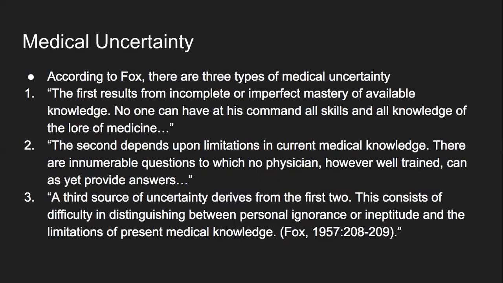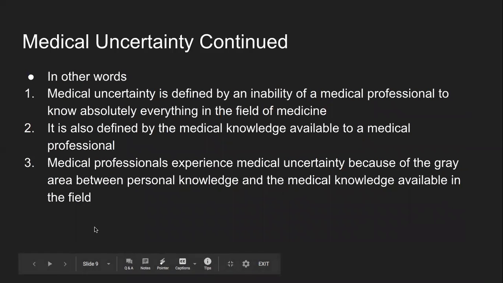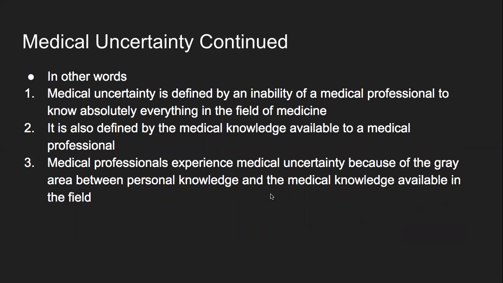another source of uncertainty that derives from the first 2, which consists of difficulty in distinguishing between personal ignorance or ineptitude and the limitations of present medical knowledge. In other words, the first is defined by an inability of a medical professional to know absolutely everything in the field of medicine. It is also defined by the medical knowledge available to the medical professional. And medical professionals experience medical uncertainty because of the gray area between personal knowledge and the medical knowledge available in the field.